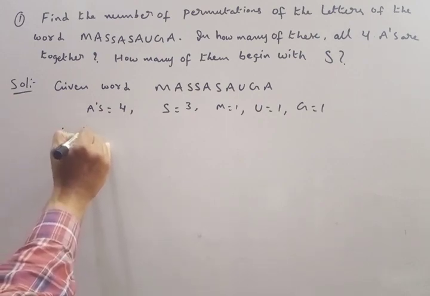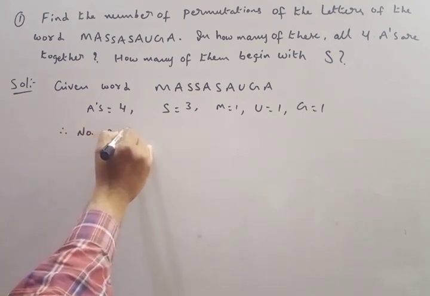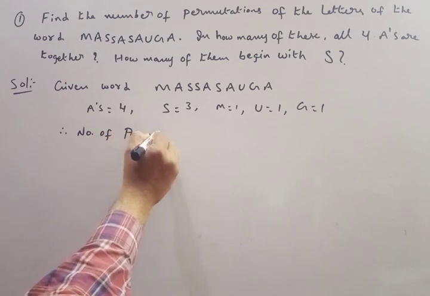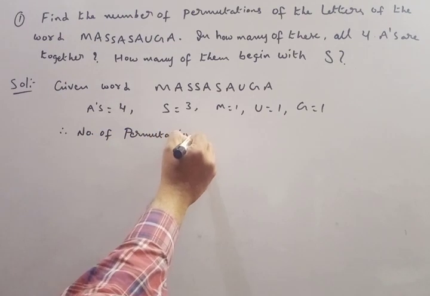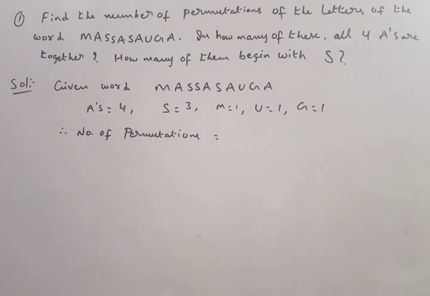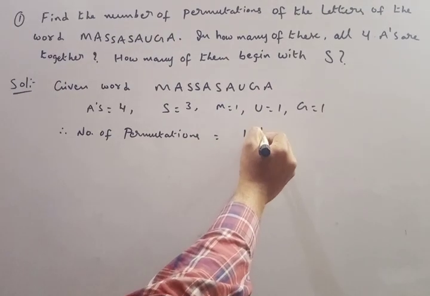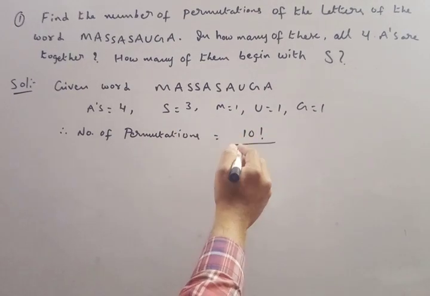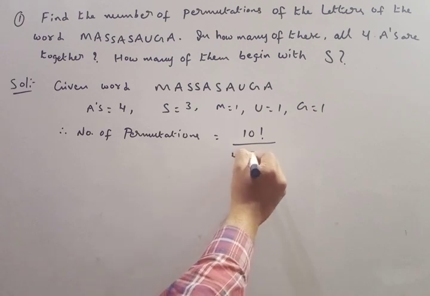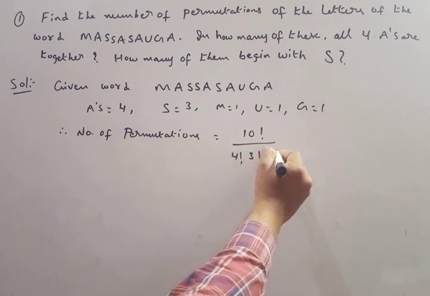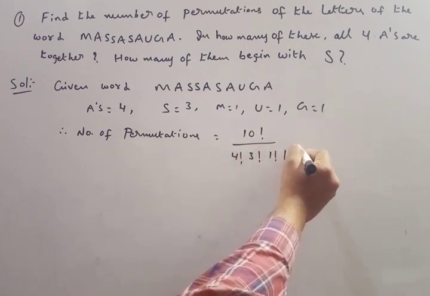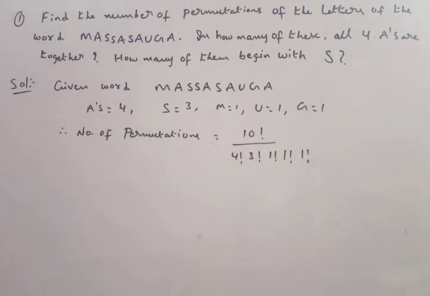So therefore the required number of permutations. Total how many are there? 10. So 10 factorial by the repeated ones: 4 A's, 3 S's, 1 M, 1 U and 1 G. So 10 factorial by 4 factorial, 3 factorial, 1 factorial, 1 factorial, 1 factorial. That's it. Very simple. This is the first bit.